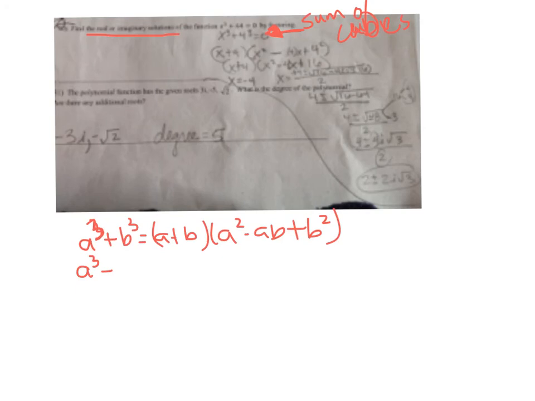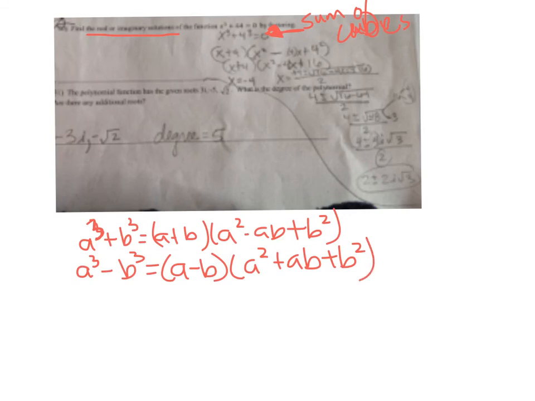Or if you have a cubed minus b cubed, it factors into a minus b times the quantity a squared plus ab plus b squared. And so you're going to need to know that. That is in your book under factoring polynomials and solving by factoring.